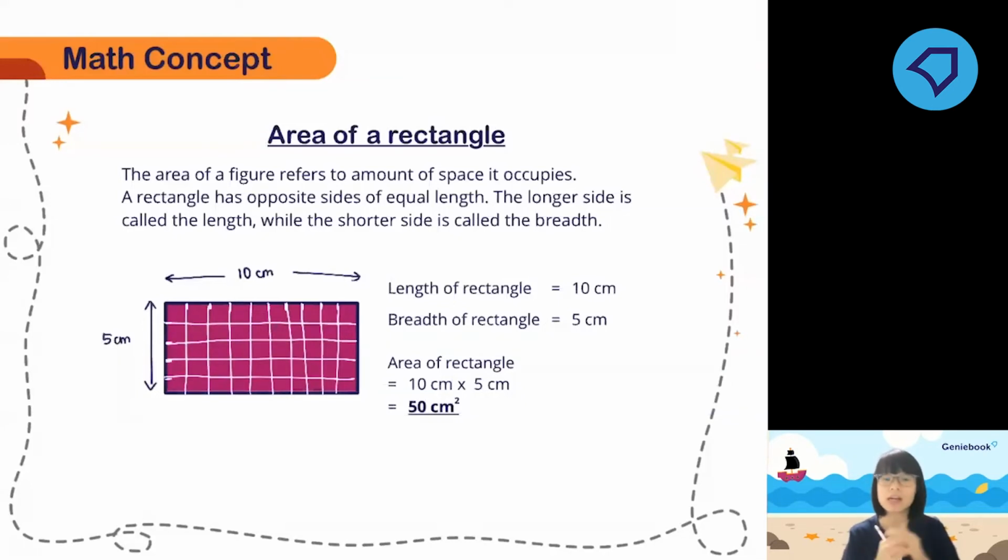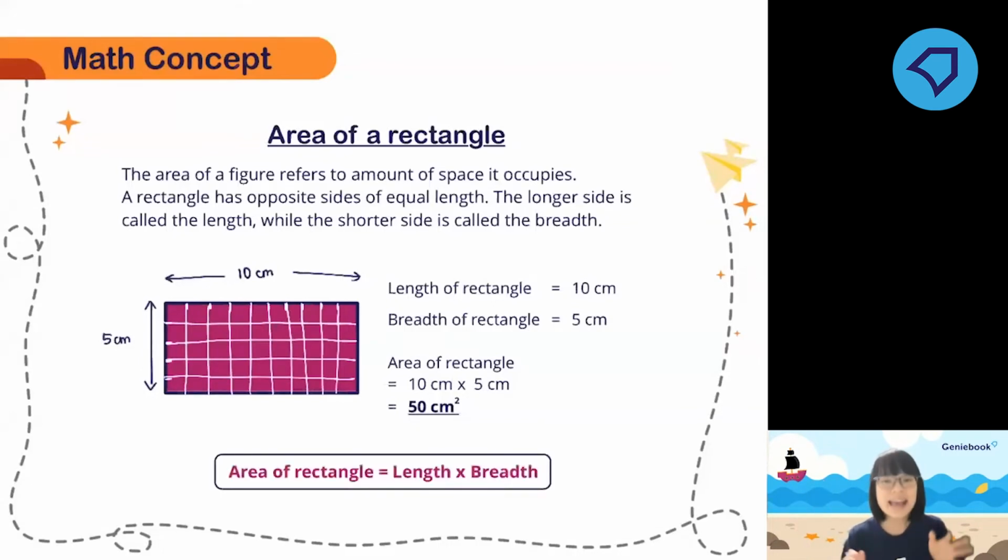So to find the area is rather to ask you, how many 1 cm squares can I fit inside this whole rectangle? Okay, so it's length times breadth. So the formula for area of a rectangle would be length multiplied by breadth. Okay, guys? All right.